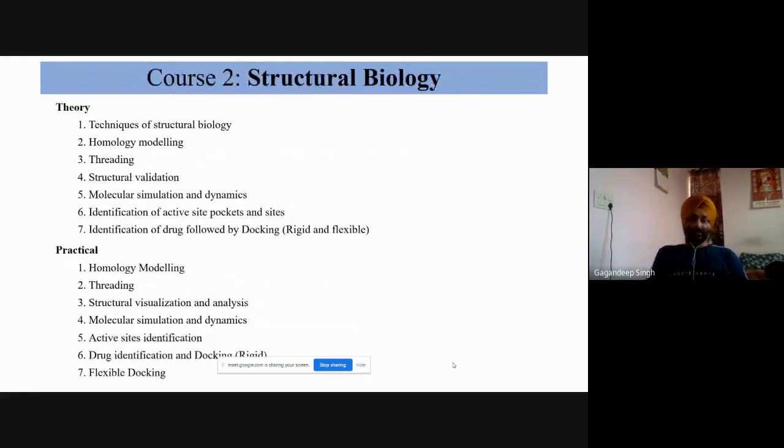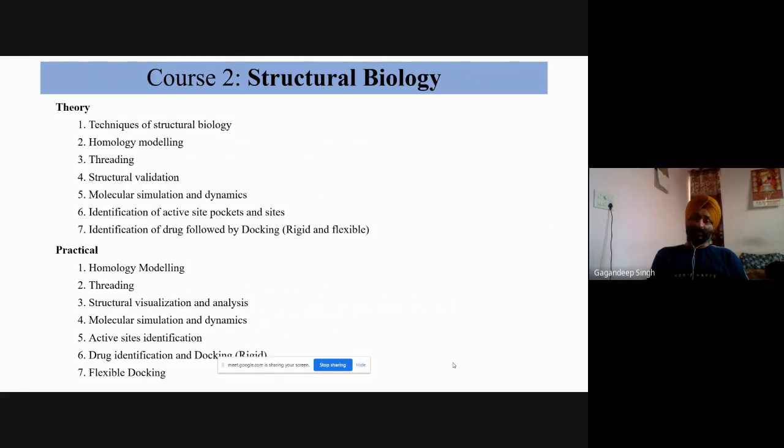And our next course is basically structural biology. Here, first of all, I'll teach you the basics: what is structural biology, what are the tools used in structural biology, and what are the techniques of structural biology. For example, what is homology modeling, what is threading, how to do homology modeling, how to do threading, and basically what is the difference between threading and homology modeling. That I'll teach you in the structural biology course.